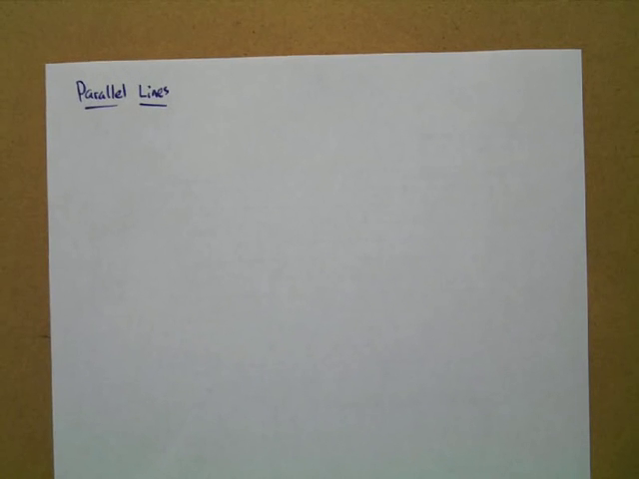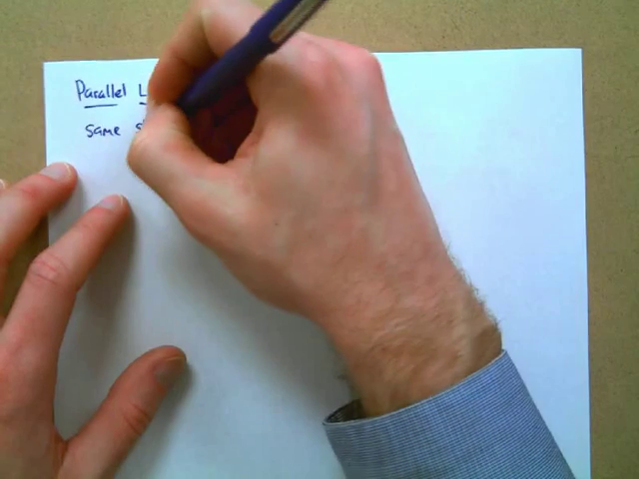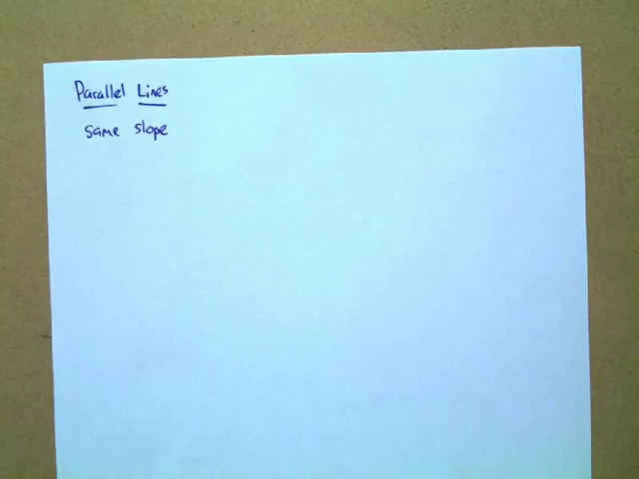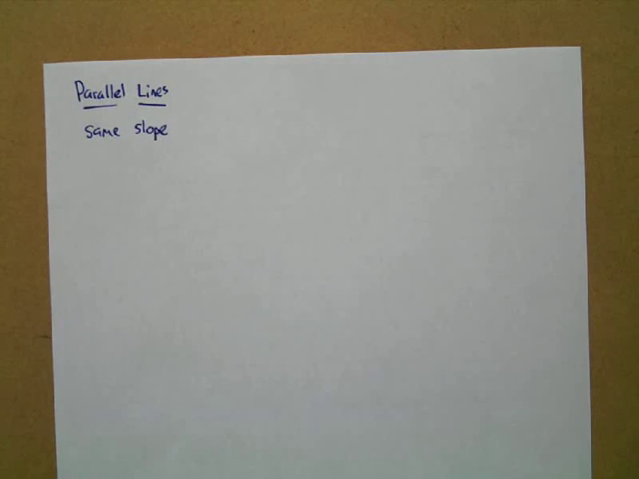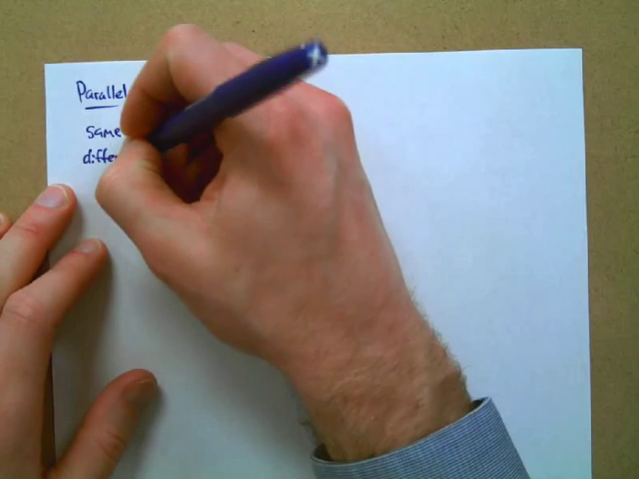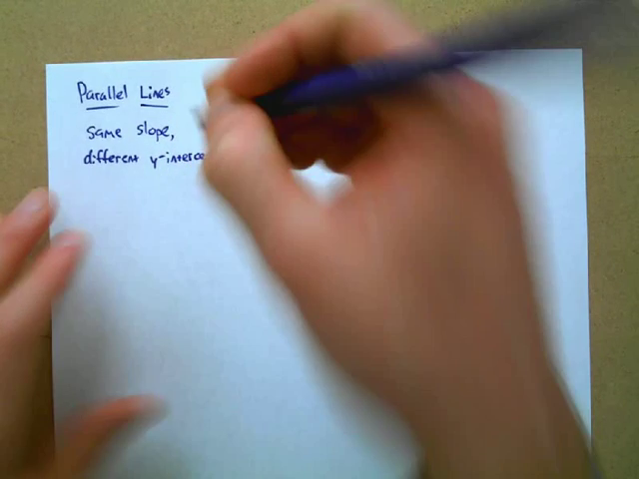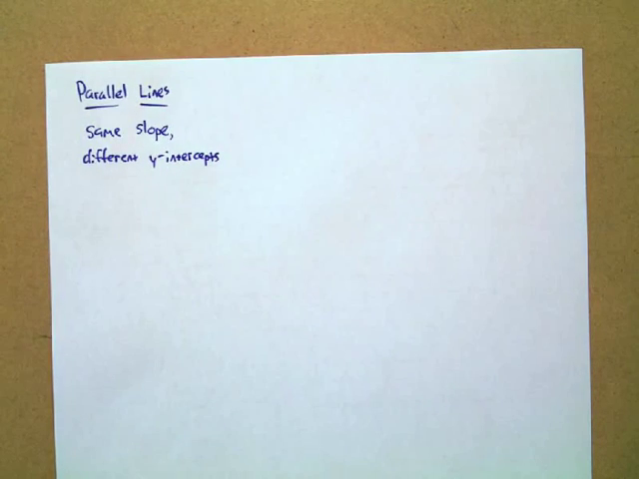But believe it or not, that's not quite enough to make them parallel. Just having the same slope, we also need to say different y-intercepts. And here's why we have to say that. If two lines have the same slope and the same y-intercept, what's true about those two lines? Well, they do cross, but they're actually the same line. So they intersect everywhere, which breaks your definition of parallel lines. They should never intersect. That's why we put that stipulation in there. Same slope, different y-intercepts.